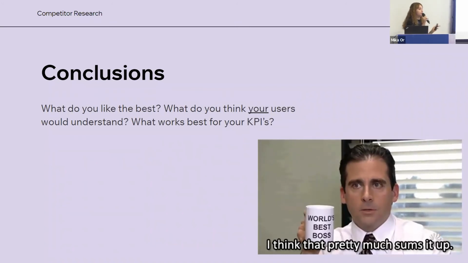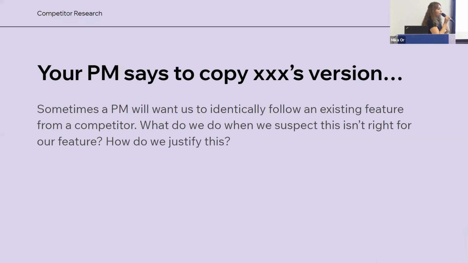So all's well, you've decided how you want to move forward, what you want and don't want to take from the research you saw, but then your product manager wants you to copy another competitor's version. We've all been there. Sometimes a product manager will want us to identically follow an existing feature from a competitor. So what do we do when we suspect this isn't right for our product? How do we justify our case?